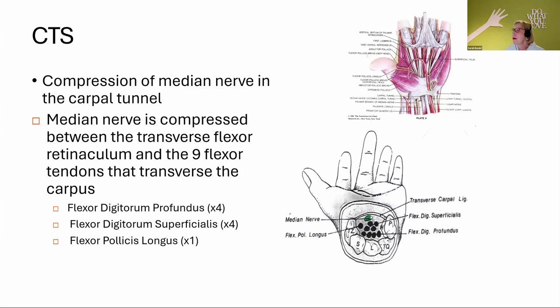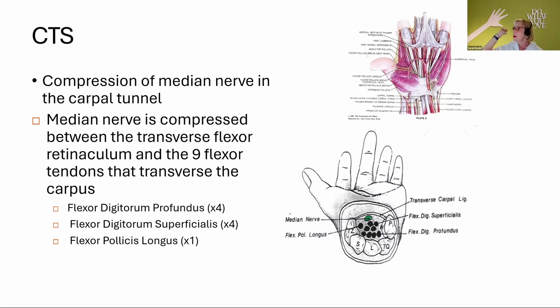And because of that it is quite likely to be compressed, because as soon as things get full in that tunnel, the volume capacity of your carpal tunnel decreases when you flex your wrist and also when you extend your wrist, you're narrowing that tunnel. And the first thing that hits that flexor retinaculum, of course, is your median nerve.